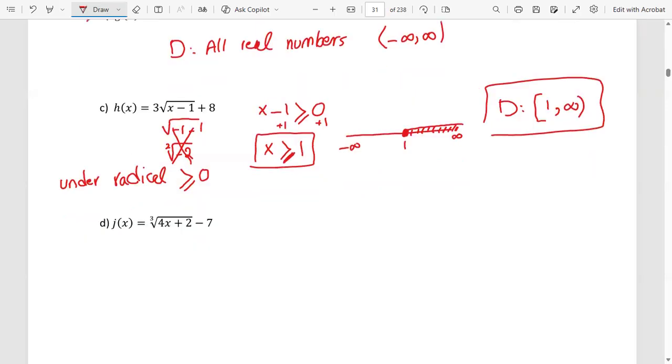I have another example. That's a radical function again, but this time the index is 3. It's an odd number. Do we have any restriction for odd index radicals? No, because when the index is odd, we can have both negative and positive under the radical. So there is no restriction in this case. And when there is no restriction, that means the domain is all real numbers. That means from negative infinity to positive infinity. So when the index is odd, no restriction.